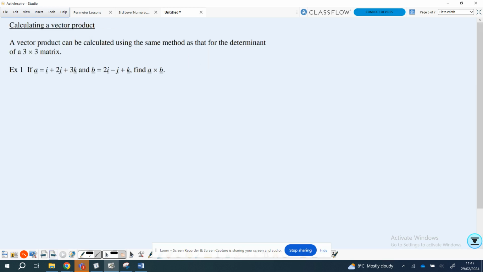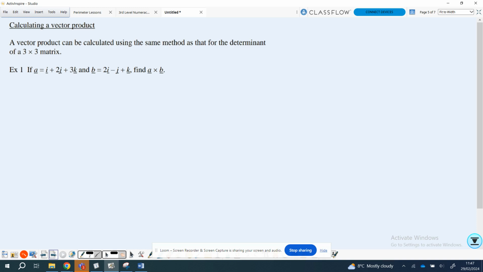Okay, first example. A vector product can be calculated using the same method as that for the determinant of a 3x3 matrix, which you can see in your formula sheet. So we'll look at example 1. If A equals the vector i plus 2j plus 3k, and B equals 2i minus j plus k, let's find A cross B. That's what we're going to do first here.